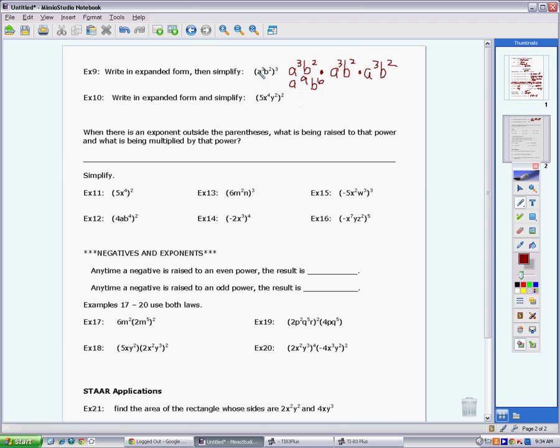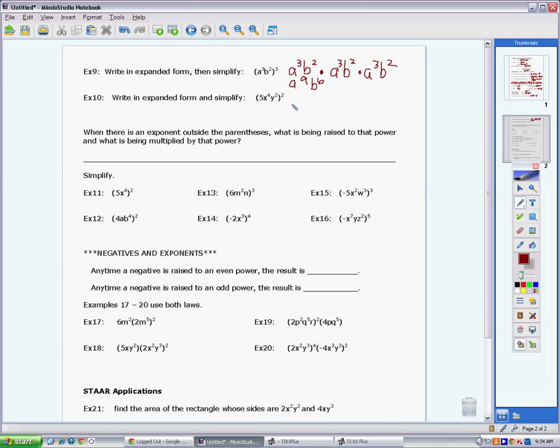Now let's double check. So if I take a to the 3rd power times 3, I get 9, and b to the 2nd power times 3, I get 6. So multiplying the powers here gives me the same answer, a to the 9th, b to the 6th.